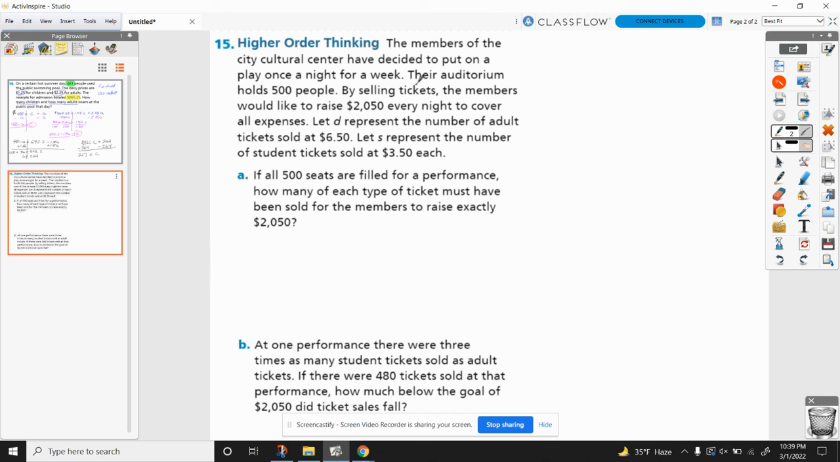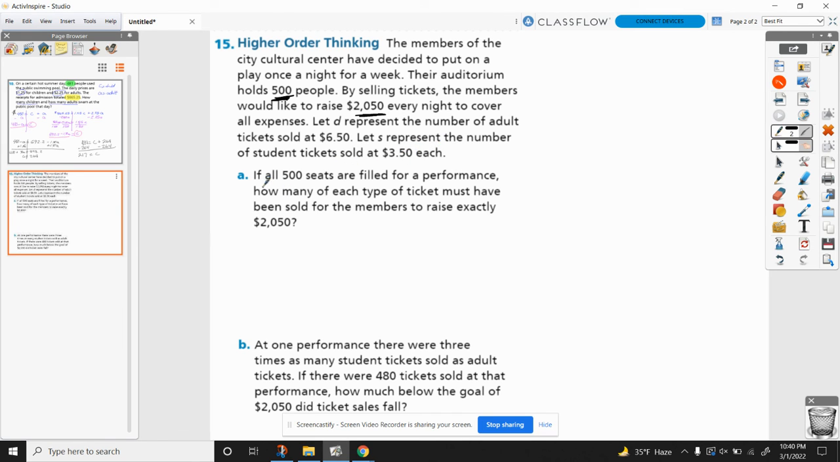All right. So in this problem, we're saying that the members of the City Cultural Center decide to put on a play once a night for a week. Their auditorium holds 500 people. So right here, that's kind of a total for us. By selling tickets, the members would like to raise $2,050 every night to cover all expenses. We want to let D represent the number of adult tickets sold at $6.50. Let S represent the number of student tickets at $3.50 each.